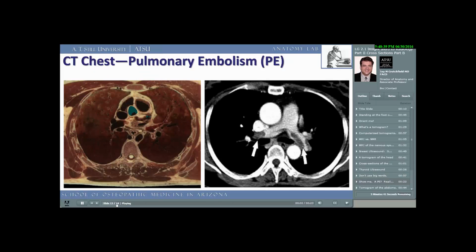More cross-sectional imagery. On the left, 1 millimeter cuts from the cadaver and VH dissector. On the right, CT scan of the chest, again showing a large pulmonary embolus, noted by the two large white arrows showing the blood clot into the right and left main pulmonary trunks respectively.